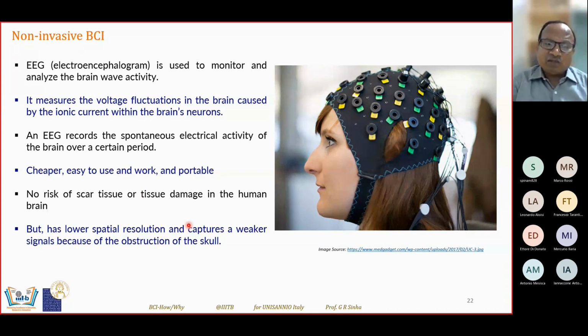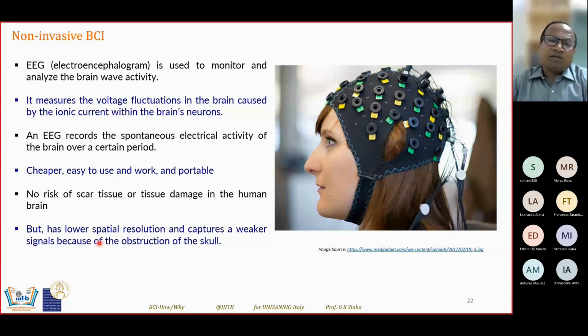If you have any doubt, you can ask me why it has less resolution and why it captures a weaker signal. Because the interface is not direct, and in order to provide the interface, as I was telling you in the last lecture, we put some wet gel in front of all the electrodes so that it provides a conducive path for conductivity to flow. But of course, there is one skull which is stopping you, a thin barrier between the electrode and the inside of the brain, and therefore the resolution is not very good.